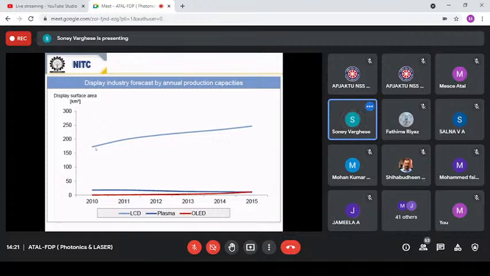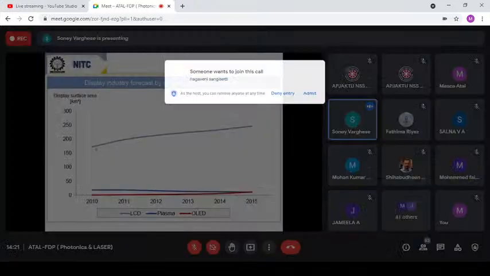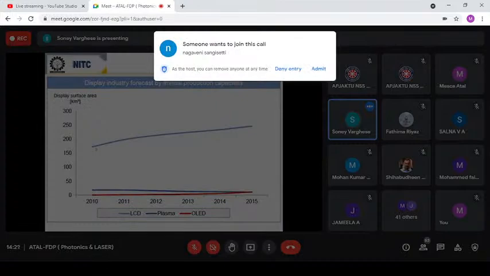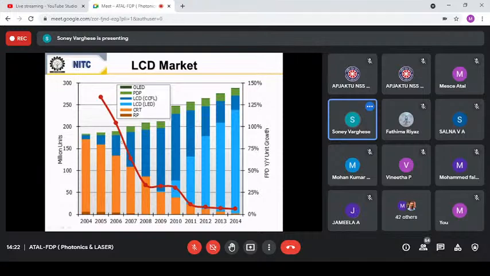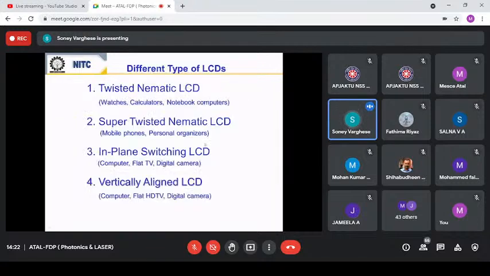OLEDs are now available only for small display devices like mobile phones or tablets or something like that. We can have these OLEDs, but LCD is expecting a huge amount. The price will increase when we go for these OLED-based display systems, right? So this is just a comparison of the LCD market nowadays. You can see that in most of the cases, LCD is still on the higher side, as I told you, because of the low price of such devices, right?